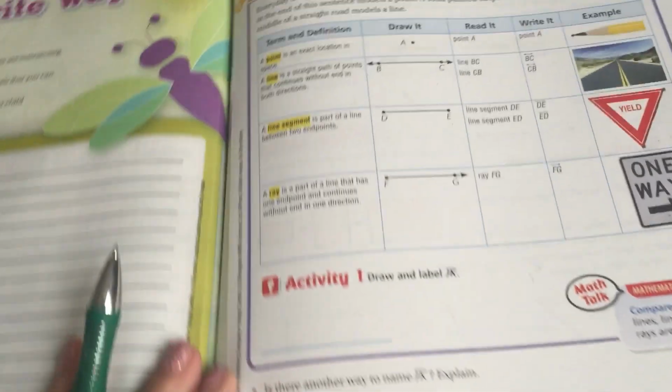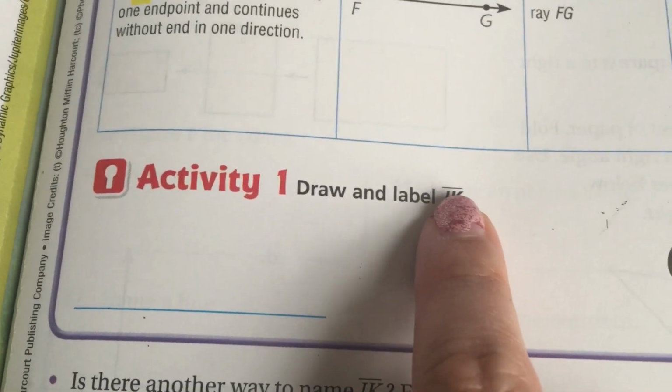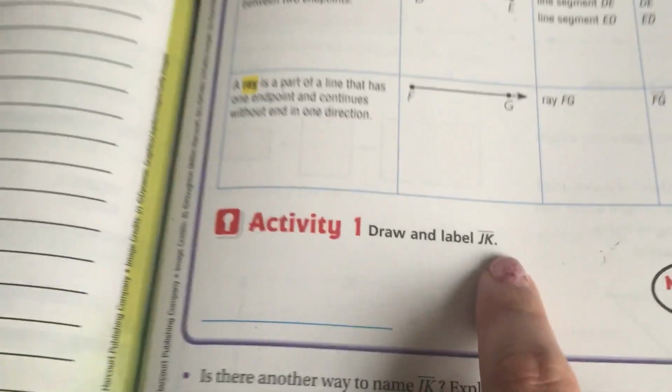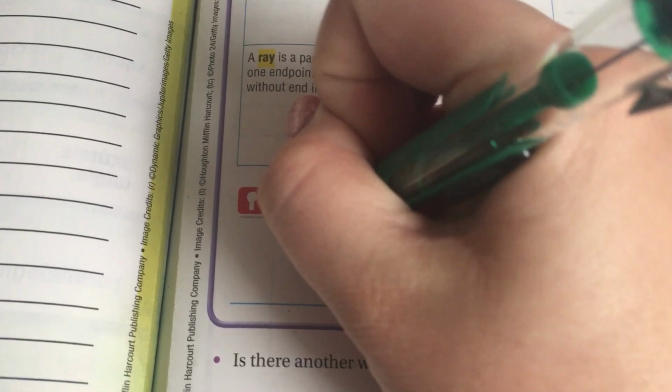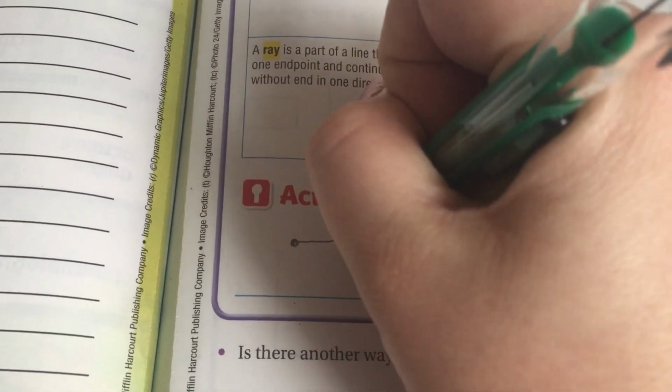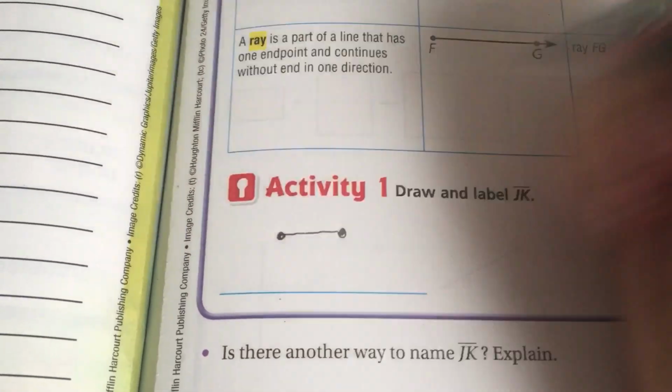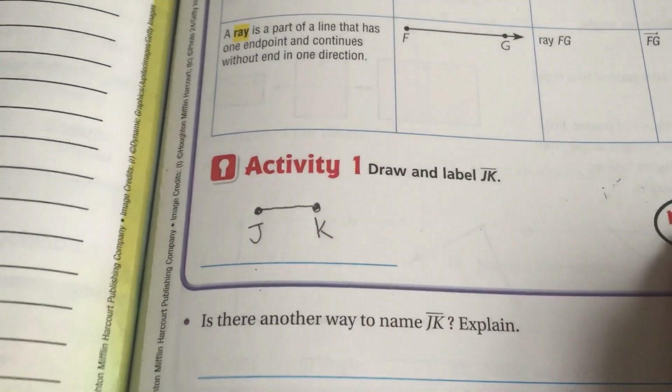So activity 1, draw and label line segment, because if you zoom in, it doesn't have the arrows on it, so it's line segment JK. So I'm going to draw a line segment, which means I have a line with 2 end dots on it, and I'm going to label each of those dots with those letters, J and K.